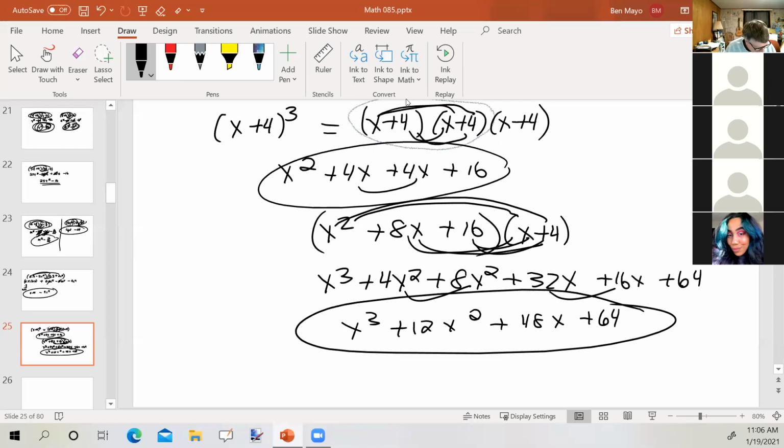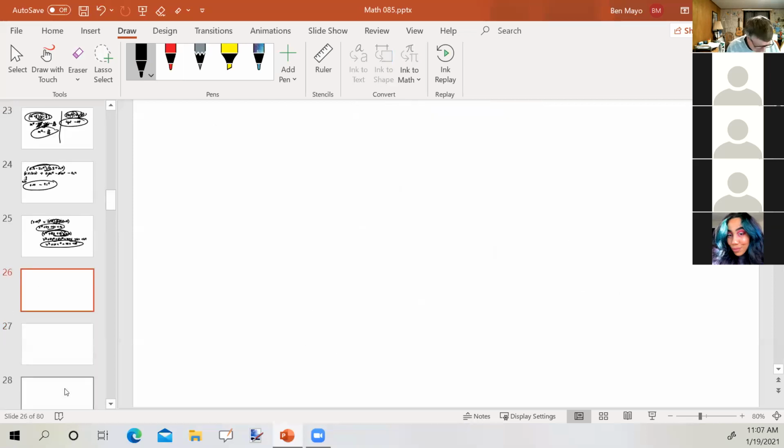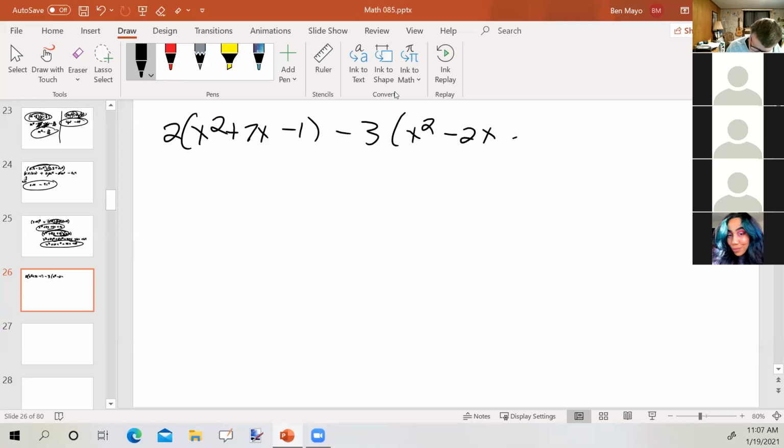All righty. Now, let's do some mixing up here. Let's say I've got 2 times the quantity x squared plus 7x minus 1 minus 3 times the quantity x squared minus 2x plus 2. So here we're not really going to be doing that FOIL. We're going to distribute though. 2 times x squared is 2x squared. 2 times 7x would be plus 14x. 2 times minus 1 would be minus 2.